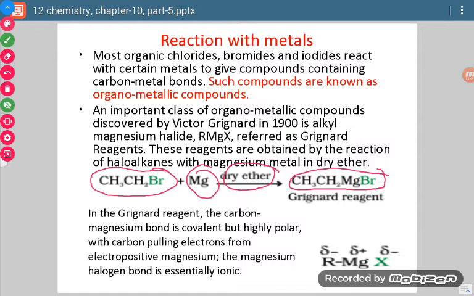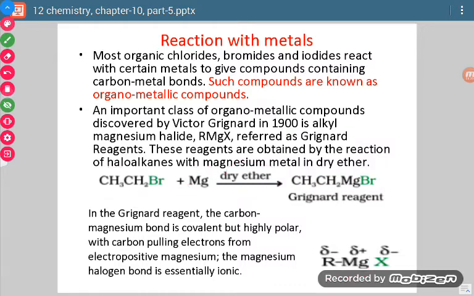Okay, so now what about its nature? The nature of Grignard reagent is that the bond between halo group and the metal is purely ionic. But the bond between carbon and magnesium is also polar, but the nature of the bond is covalent. So because this is also polar and this halo group is attached, that results in ionic formation. So there is existence of ionic bond between the halo group and RMg.